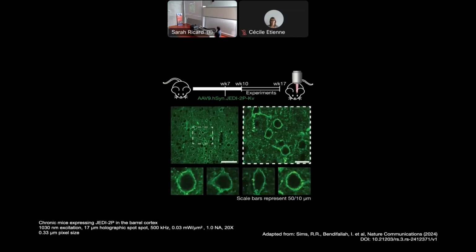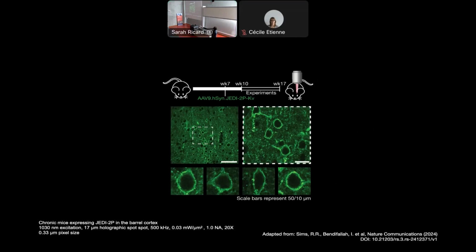And so then the next step was to actually perform these experiments in vivo. So the goal is to be able to read and write neural activity whilst the mouse is doing some sort of behavior. So the next demonstration is that you can really use these tools in a mouse in vivo. So this is what the expression pattern looks like in a region of the brain called the barrel cortex.